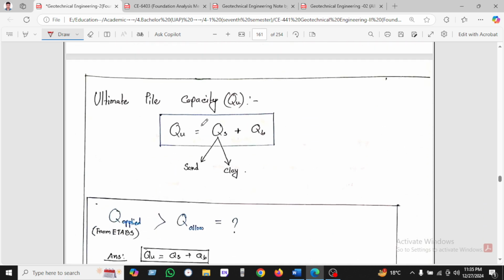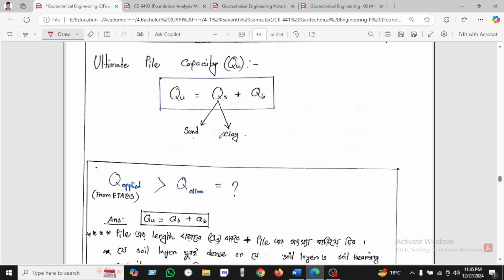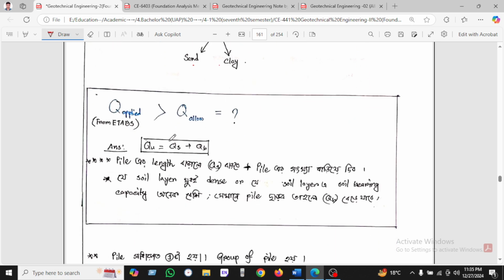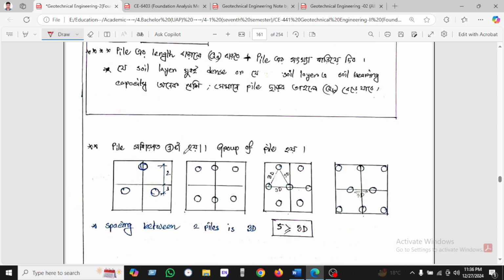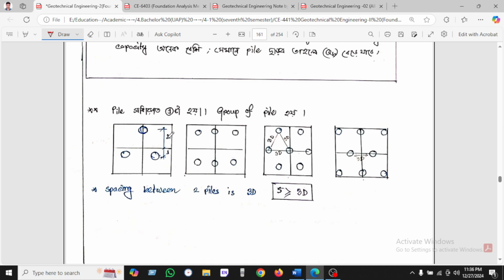I'll say the ultimate bearing capacity here, for sand and for clay, and end bearing. So the applied load should be less than it. Now the pile arrangement is given here. So here is the 3 pile, here is the 6 pile, here is the 7 pile, and here is the 8 pile arrangement, and the spacing between 2 piles must be 3d. D is the diameter of the pile.